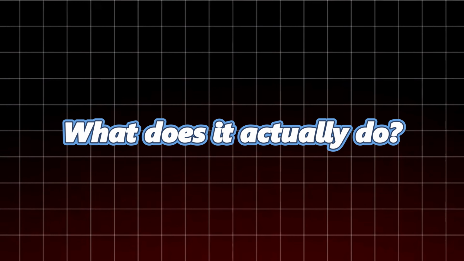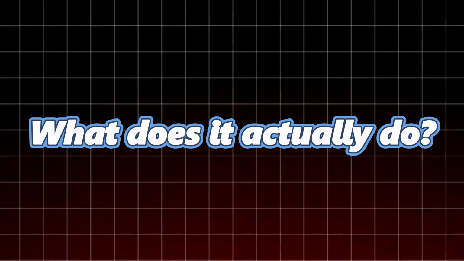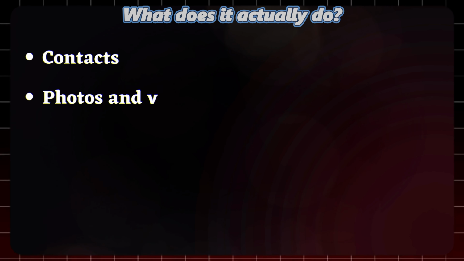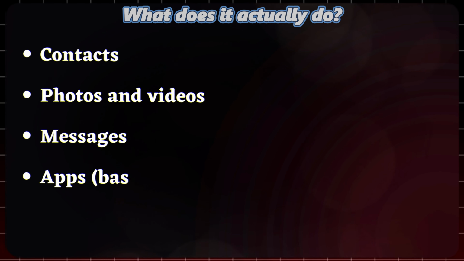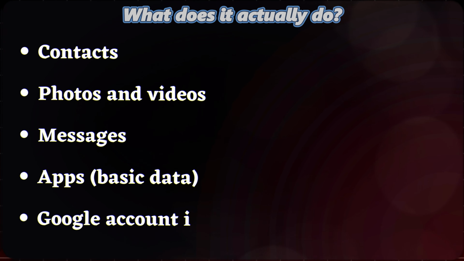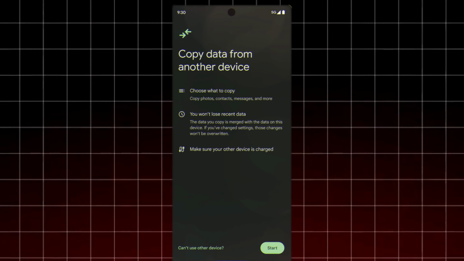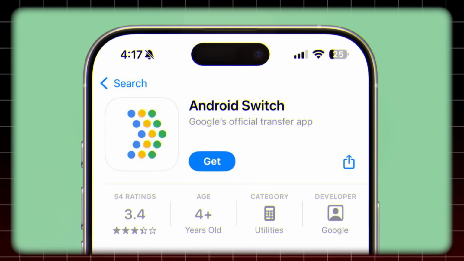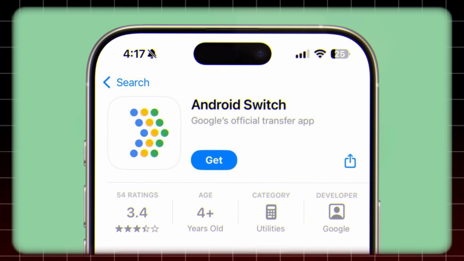What does it actually do? In simple terms, it moves your data. It can transfer things like contacts, photos and videos, messages, apps, basic data, Google account info. You can transfer data wirelessly over Wi-Fi or using a cable for faster speed. Think of it like a one-time setup assistant for your new phone.